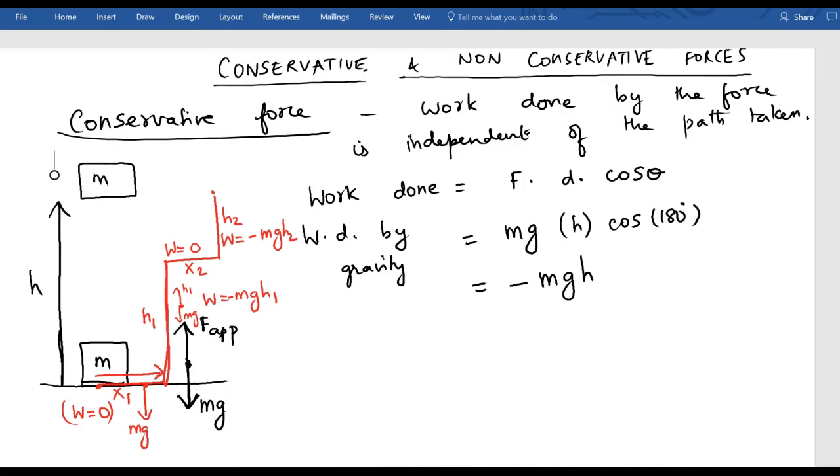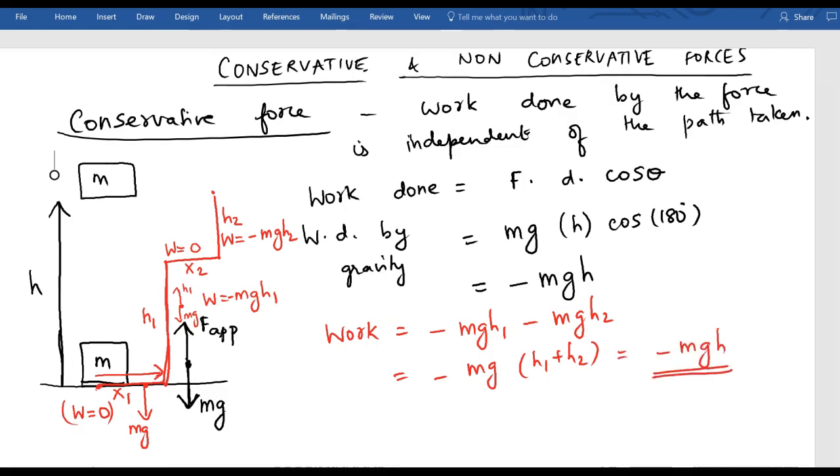So in order to get the total work done in taking the mass from this position by this winding path to this position, the net work will simply add all the work done, which is 0, negative mgh1, 0, negative mgh2, which will be negative mgh1 minus mgh2, which can be written as negative mg times (h1 plus h2). And we can see that h1 plus h2 is just equal to h, which is just negative mgh. So notice that even in this case, when we have a different path, the work done is still the same as the previous one.